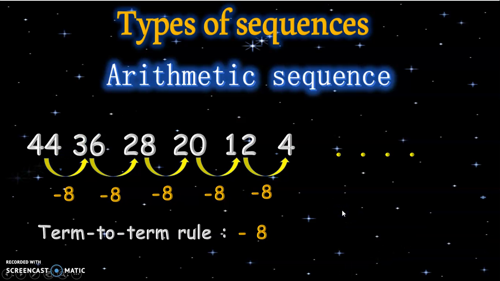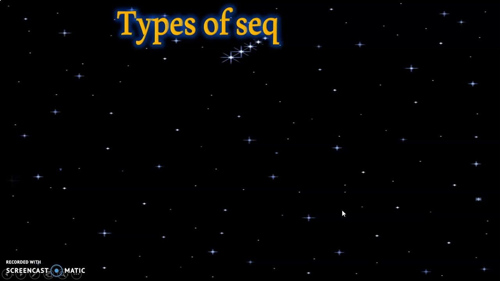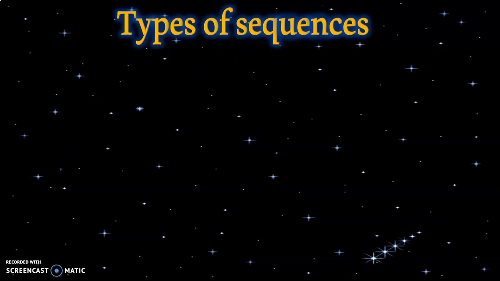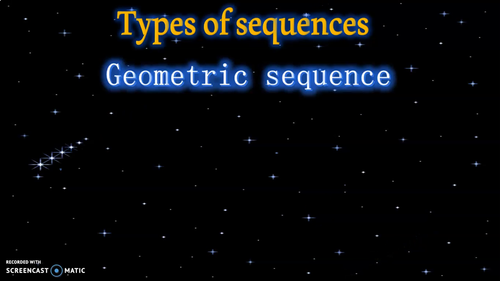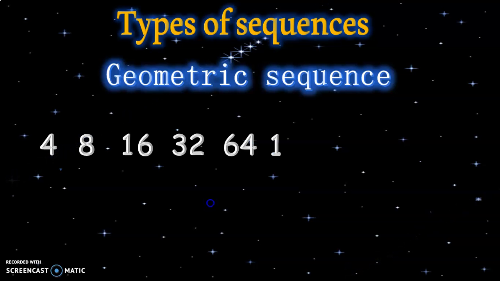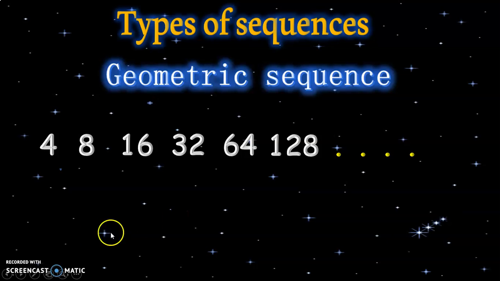Let us go to the next type of sequences. The next type of sequences is the geometric sequence. Let us have the set of numbers 4, 8, 16, 32, 64, 128, and so on. As you see, 4 and 8, the difference is 4. Let us check the difference of each term first. 8 and 16, the difference is 8. So, from the first three terms, they have different differences.